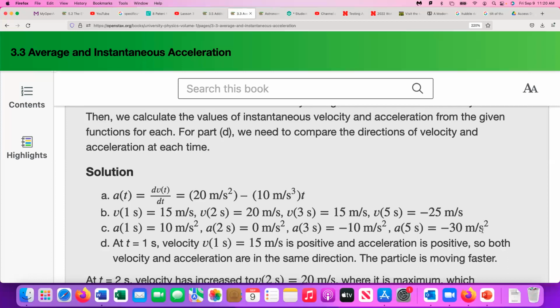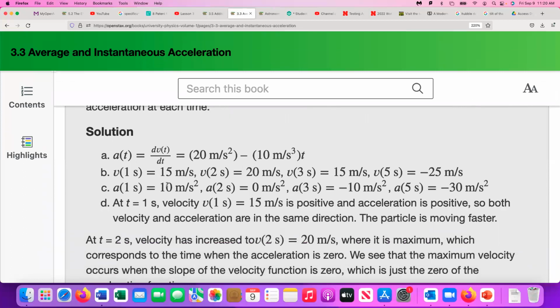If we plug in different times into the acceleration, you will get, of course, different numbers, because the acceleration is changing linearly. It's changing as each second goes on at a pretty constant rate.